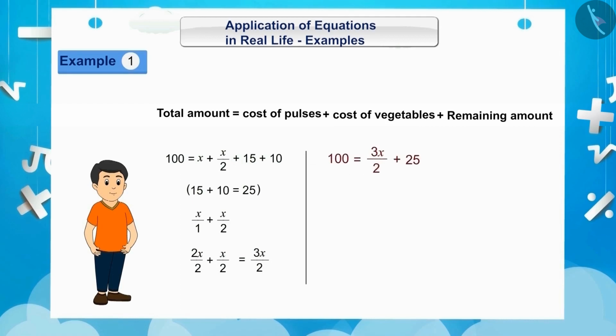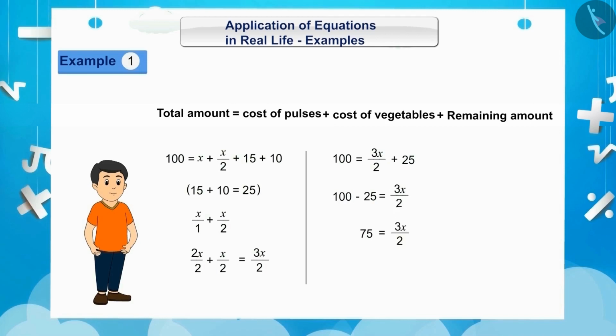In order to find the value of pulses, we have to solve this equation so that the value of X will be known. In this equation, we only need the term of X in RHS. So, we will take 25 from the RHS to the LHS and plus 25 will become minus 25. Our new LHS will be 100 minus 25. Our new RHS will be 3x by 2, which means our equation will be 75 is equal to 3x by 2.